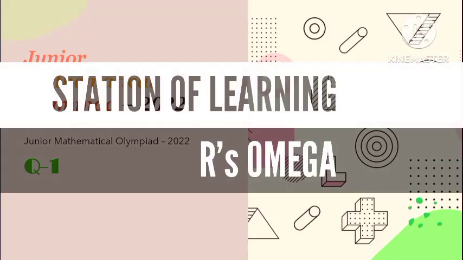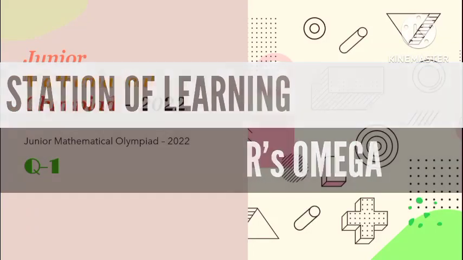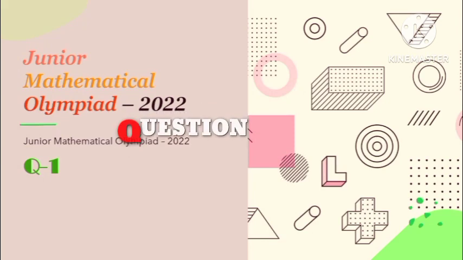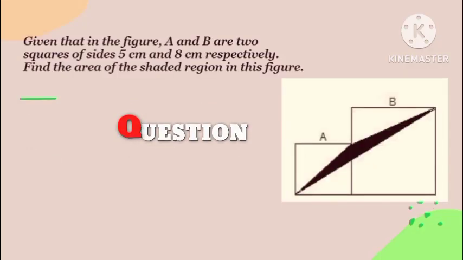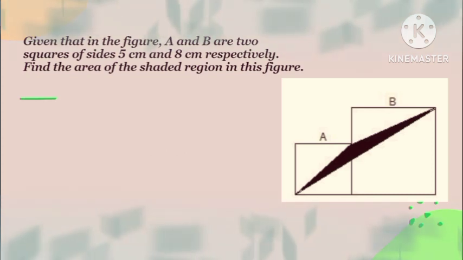So in this video we are going to discuss a question from the Junior Mathematical Olympiad. We'll try to solve question number 1. The question number 1 is, so there is a figure. So this is the figure.